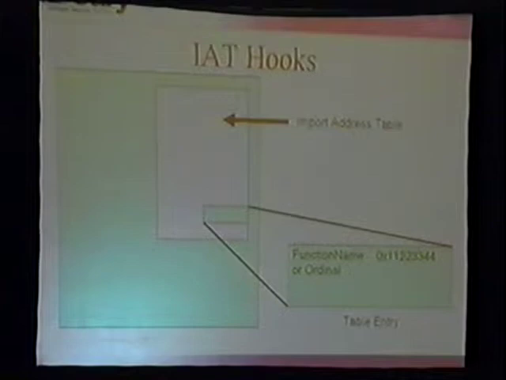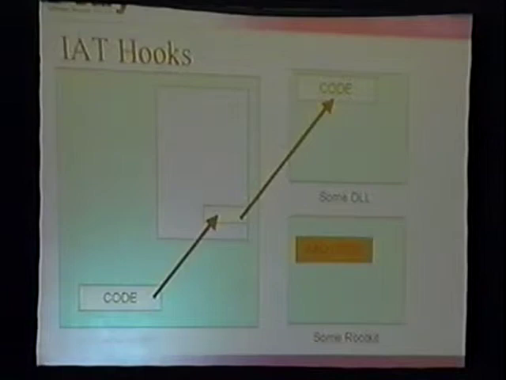And this is just a blow up here. Functions are either exported by name or by ordinal, and the number there is just a dummy number representing the function address. So normally what would happen is the code in the program that's written, say Task Manager, would then jump through the import address table. From the import address table, it would follow this path to kernel32.dll or whatever.